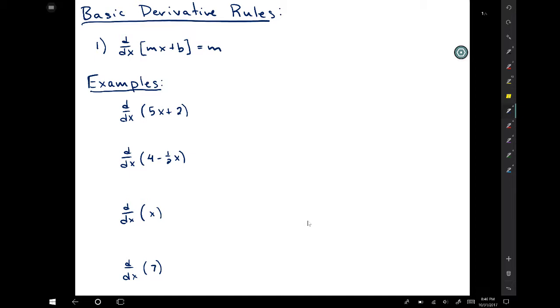So the first one that we're going to look at is that the derivative of a linear function, mx plus b, just gives you your slope. So again, this mx plus b here, this is a linear function.